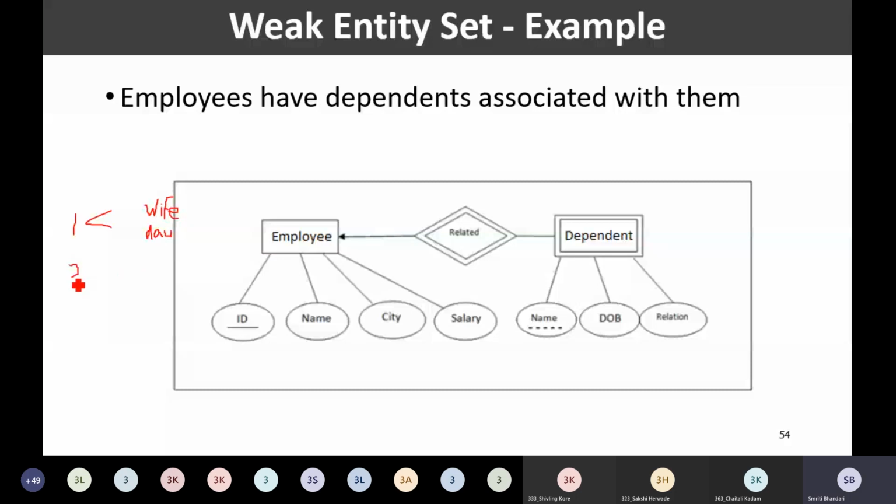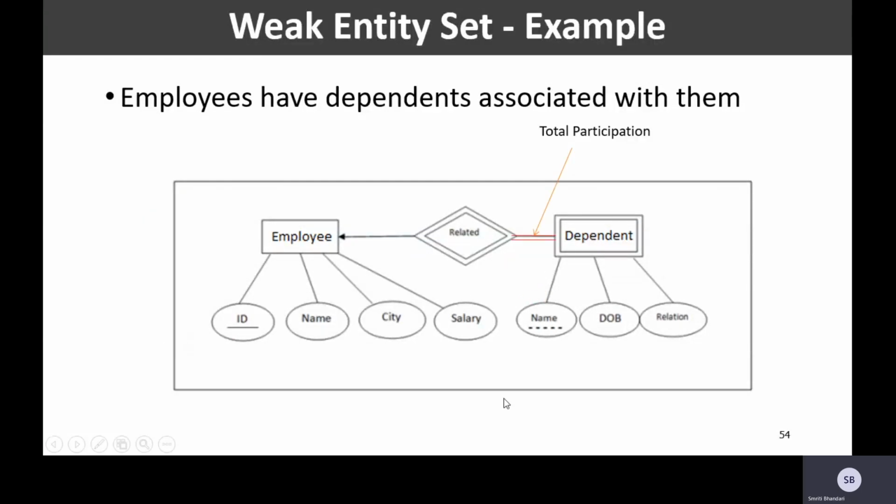But it is possible that two different employees may have dependents with the same names. It is possible, right? And that is why for dependent I am saying name is the partial key, right? And to form the primary key of this dependent, I am now using the primary key of the employee, that is ID, along with name. So ID along with name will be used as the primary key for this weak entity set, that is dependent.